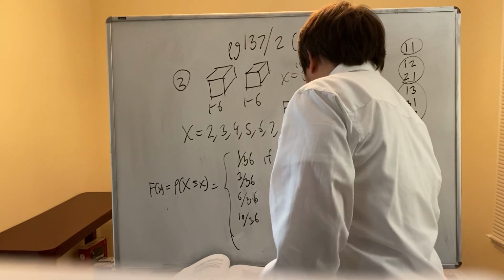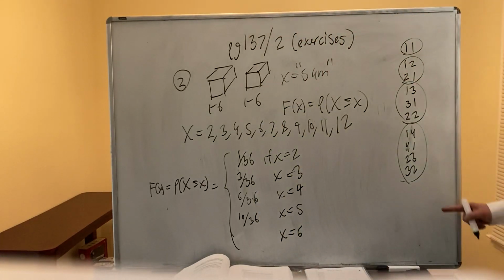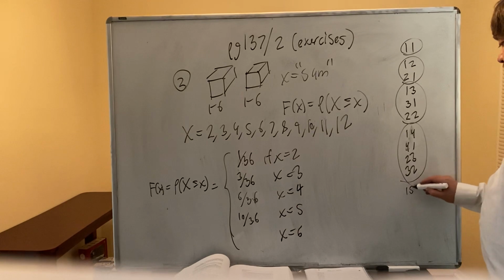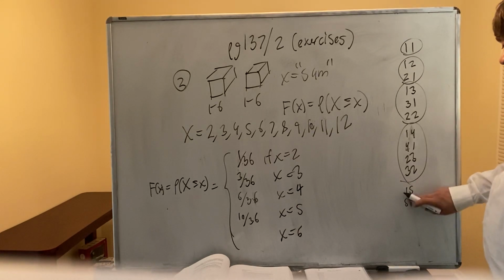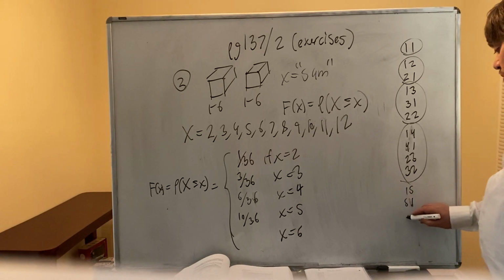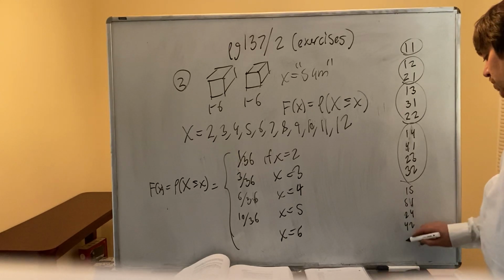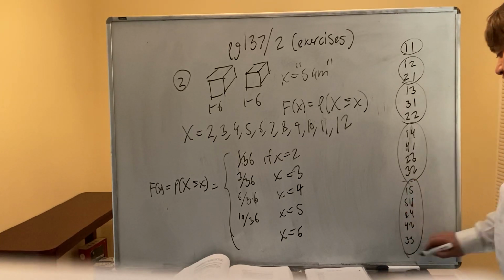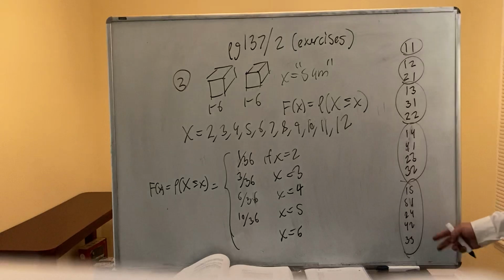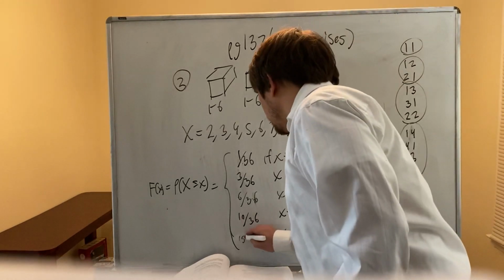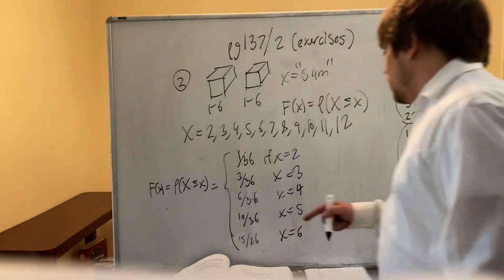If x equals 6, then we want the sum to be at most 6. And so we could do 1 and 5, 5 and 1, 2 and 4, 4 and 2, 3 and 3. And so you could add those 5 also. So now you have 15 over 36 for the sum to be at most 6.